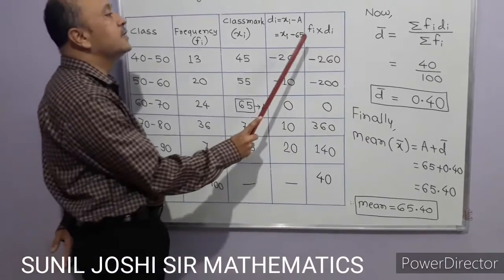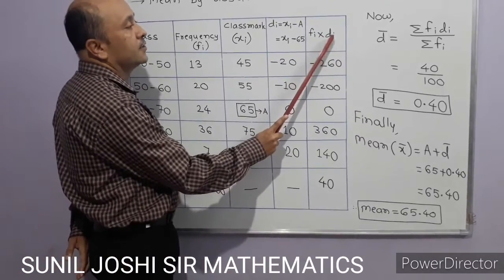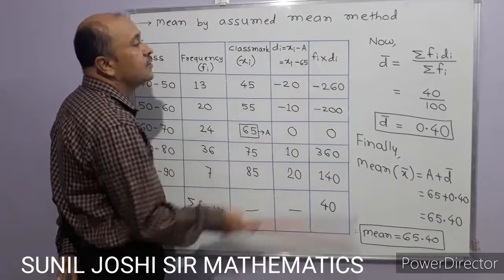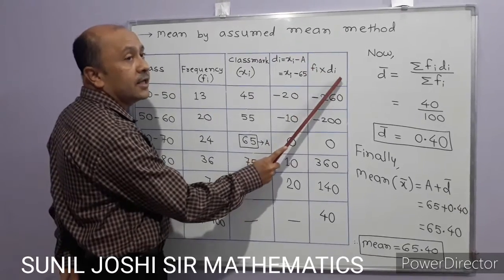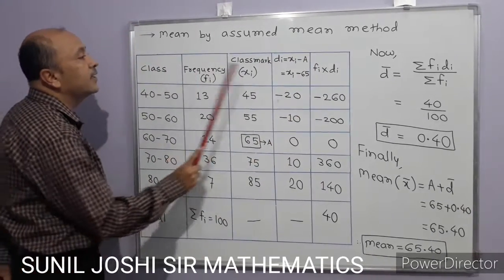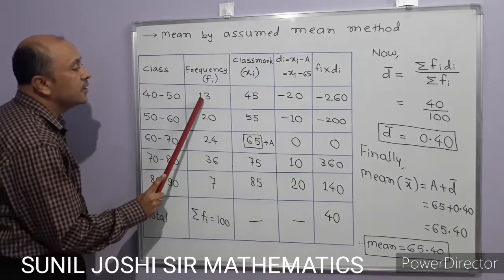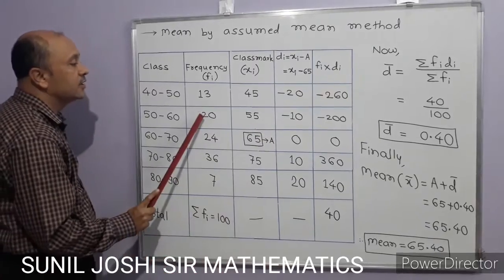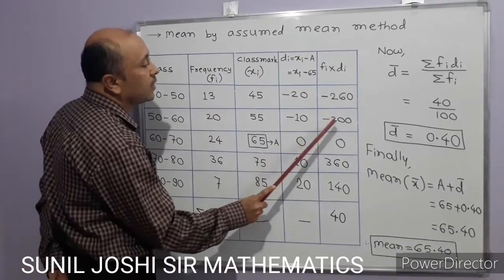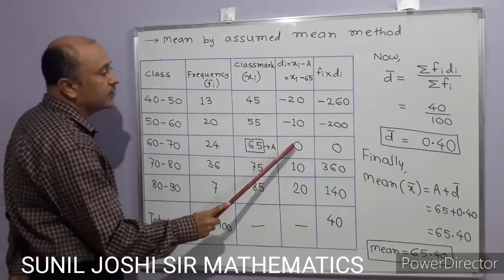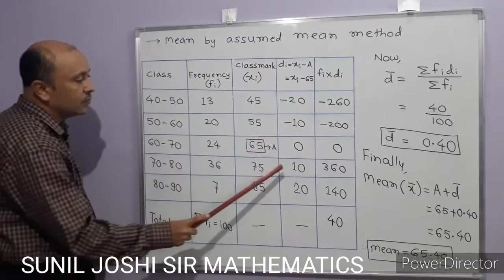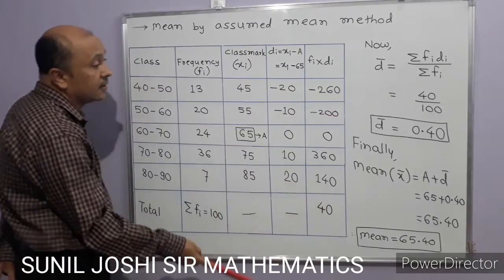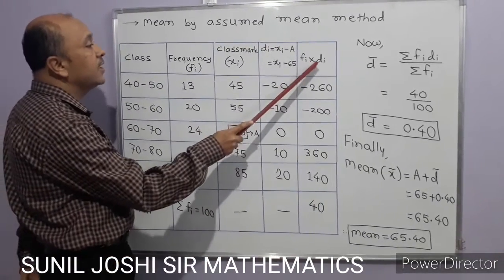And the last column is very simple, that is Fi into Di. In the direct method we have seen it was Fi into Xi, so in the assumed mean method it is Fi into Di. So see, here is Fi and here is Di. Then 13 multiplied by minus 20, the answer is minus 260. Then 20 multiplied by minus 10, minus 200. 24 into 0, the answer is 0. 36 into 10, the answer is 360. 7 into 20, the answer is 140. Then this column Fi into Di is completed.